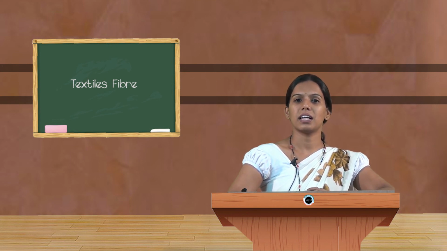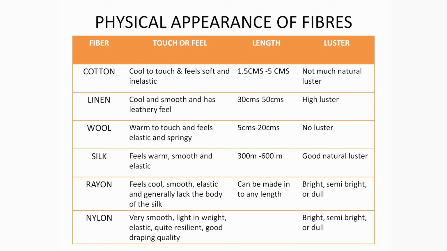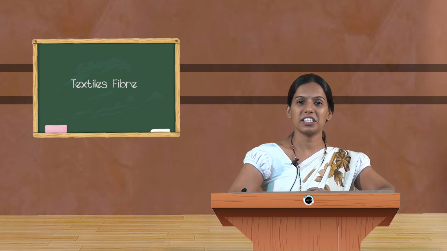And the last one, nylon. Nylon is very smooth, light in weight, elastic, quite resilient, and has good draping quality. Length can also be made into any length. And the luster, we can achieve a bright, semi-bright or dull luster. So these are the physical appearances of the fibers.